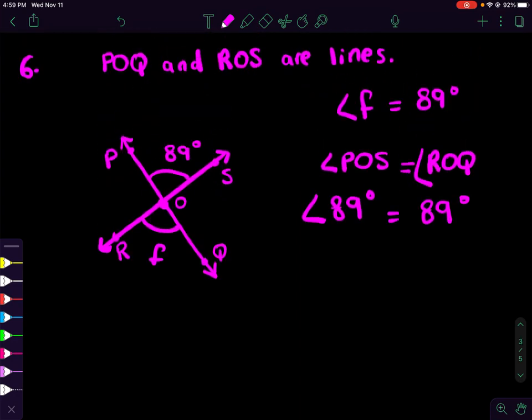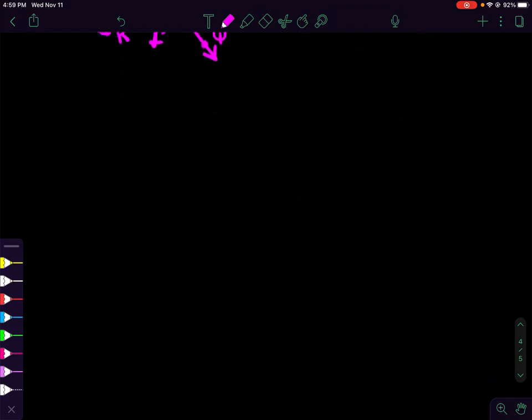These questions about the vertically opposite angles are very simple. You just have to pay attention and remember the rule. As long as you do that, then you're fine.